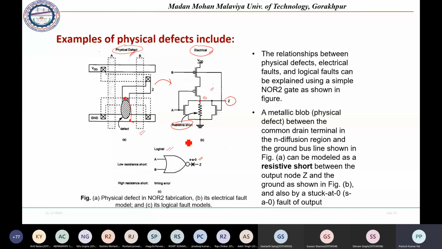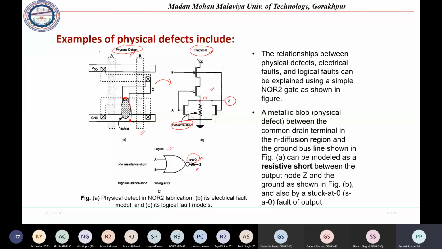That means at the logical part, there is NOR logic with parallel NMOS. In that NOR logic, the output will always be connected to 0. That means a stuck at 0 fault is there at the output terminal. Okay, so this is how the defects can be seen at the output terminal. This is the overview of the defects.